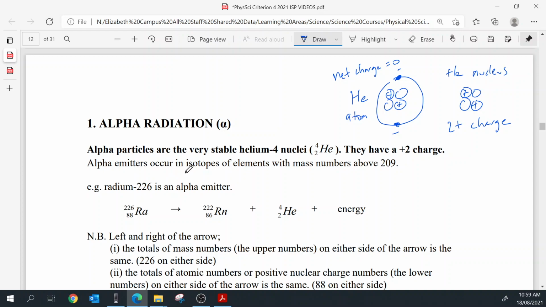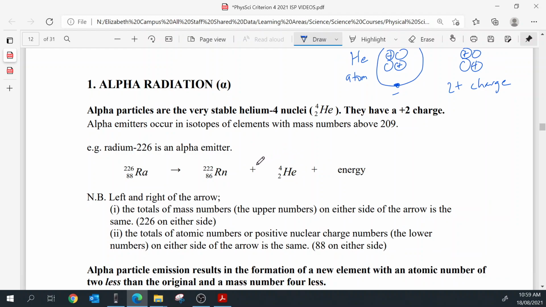Alpha emitters occur in isotopes of elements with mass numbers above 209. So they have to have pretty big mass numbers for them to be alpha emitters. And if we have a sample of radium-226, it happens to be an alpha emitter, which means that from that radium nucleus, a helium nucleus splits off. So 2 protons and 2 neutrons split off, and it forms the new element radon.